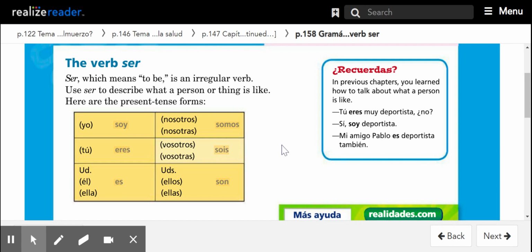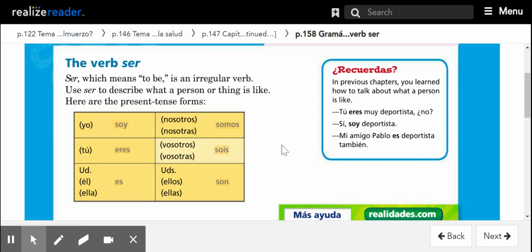Also, recalling the verb estar, we used it to talk about location and how someone feels. For example, el bolígrafo está encima de la mesa. Estoy cansado. So we use the verb estar when we're talking about how we feel and where things are located.